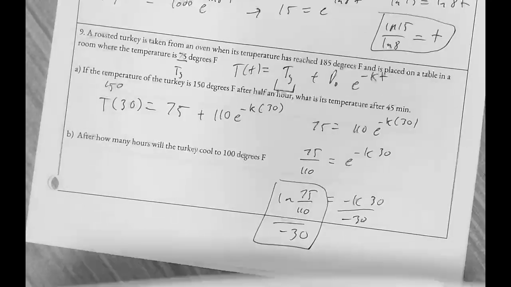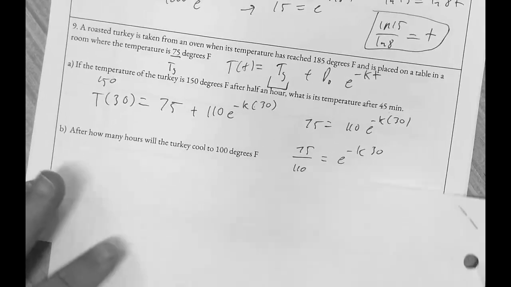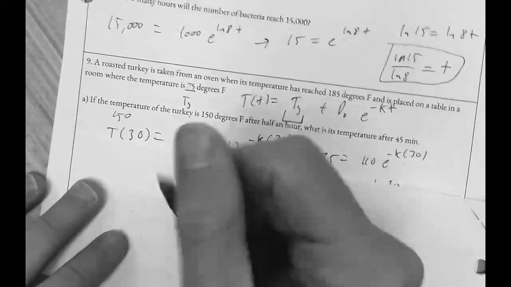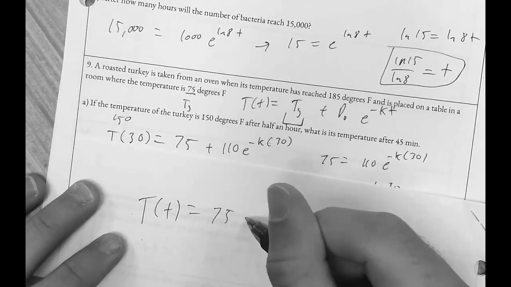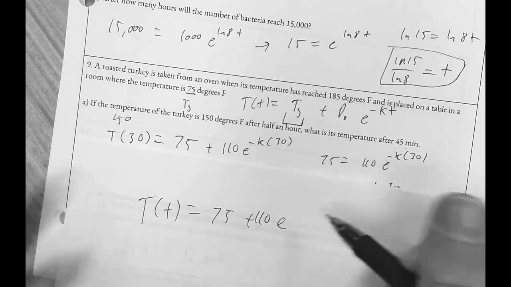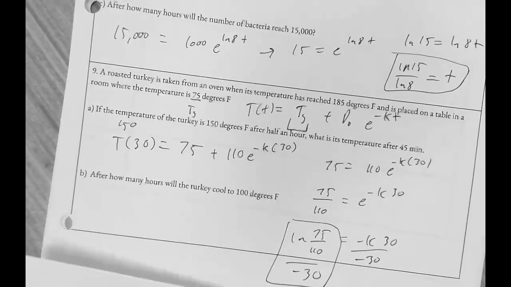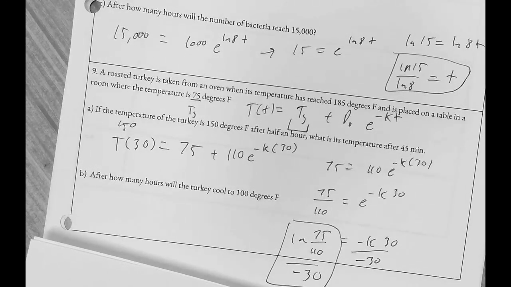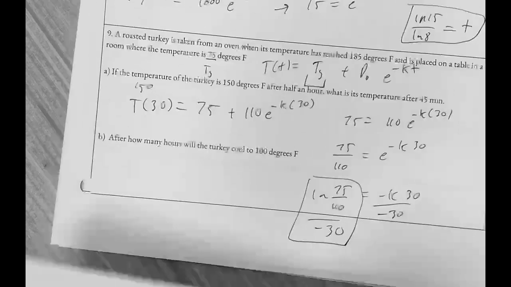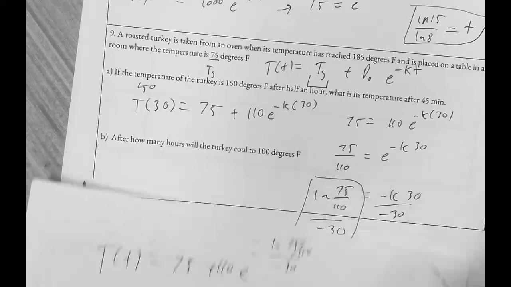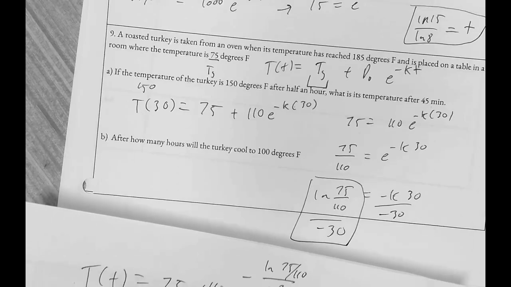Okay, I'm going to need more paper. Okay, so now I can rewrite my equation from scratch. So it would be T of t equals 75 plus 110 e to the negative ln 75 over 110 over negative 30, ln 75 over 110 over negative 30 times t.